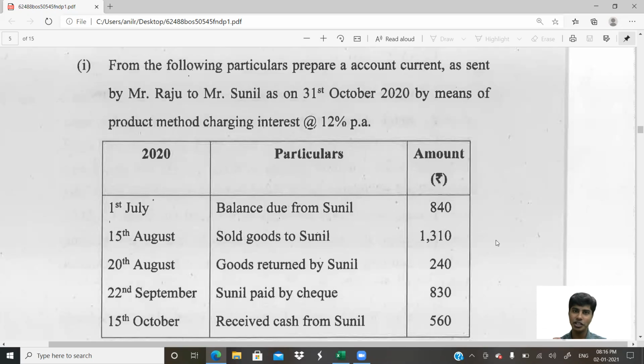Let's get started. So the first thing that we need to note with respect to account current is the name of the account current. What name to give to the account current? It itself is a headache that way. So it's as simple as writing a letter. First you would write to, then you would write from.